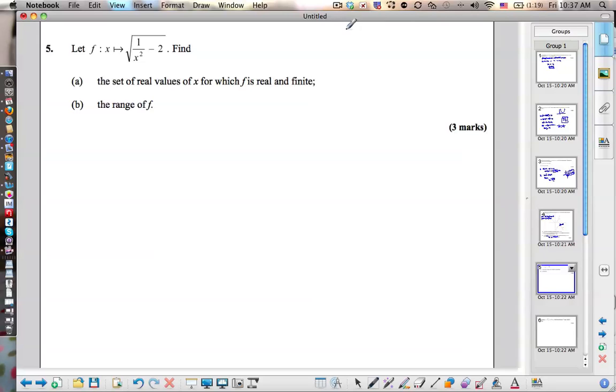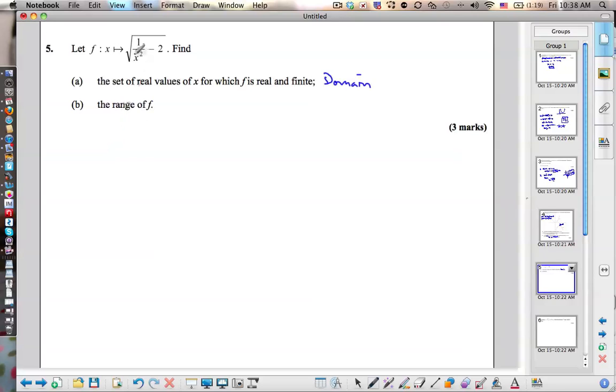Number 5 from your algebra exam. This says that this function f of x, which is this big square root function, it says to find the real values of x for which f is real and finite. So this is basically saying find the domain, and then it says find the range of f.